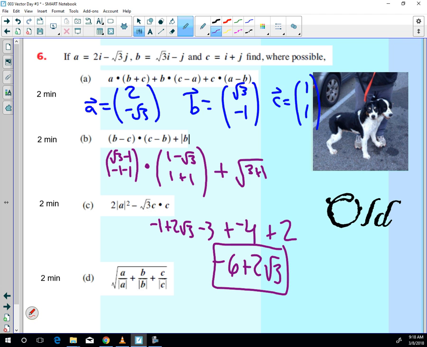Where's that? You'd think it would be, but it's square root of 3 times 1, negative, negative. It's going to be plus 2. Oh, that's too bad. Too bad that worked that way.